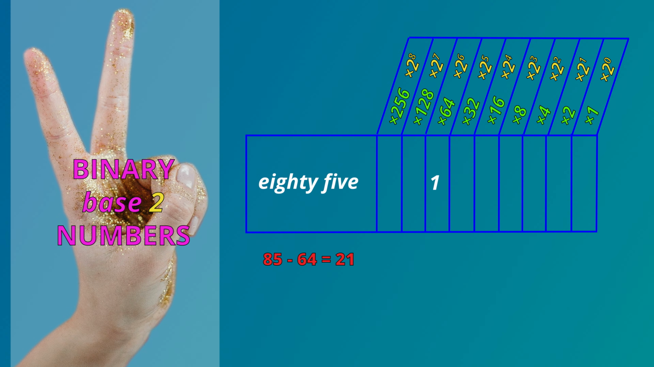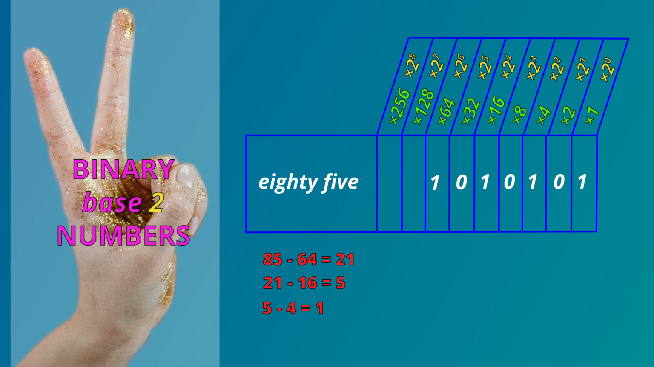21 is smaller than 32, so we write a 0 in that column, but 21 is larger than 16, so we write a 1 in the 16 column. Now how much is left? 21 minus 16 is 5. 5 is smaller than 8, so we write a 0 in the 8 column. But 5 is larger than 4, so we write a 1 in the 4 column. How much is left? 5 minus 4 is 1. 1 is smaller than 2, so we write a 0 there. And then we write the 1 in the 1s column.